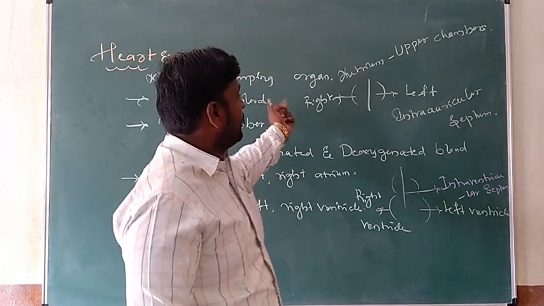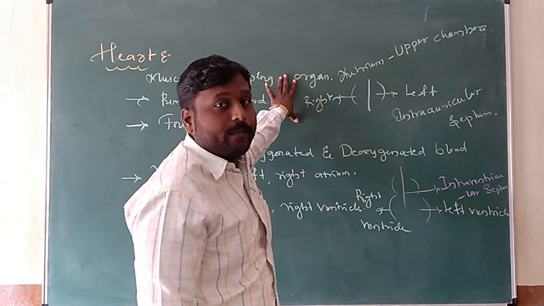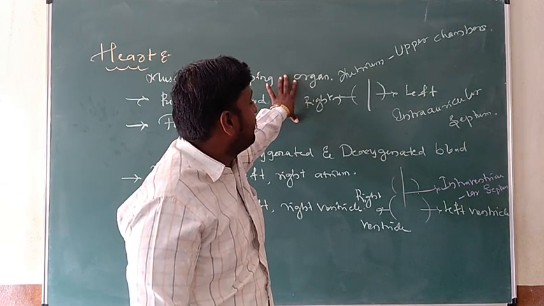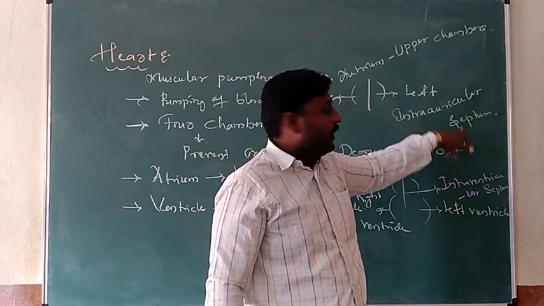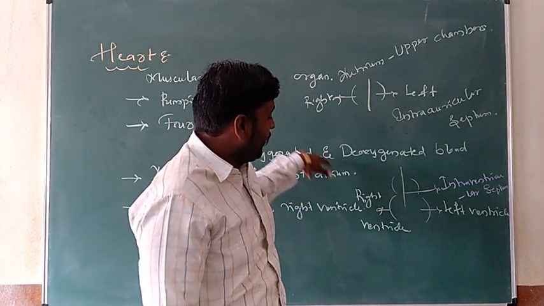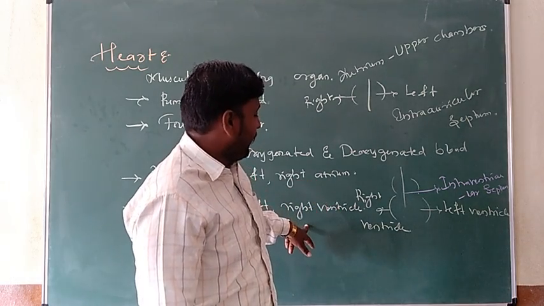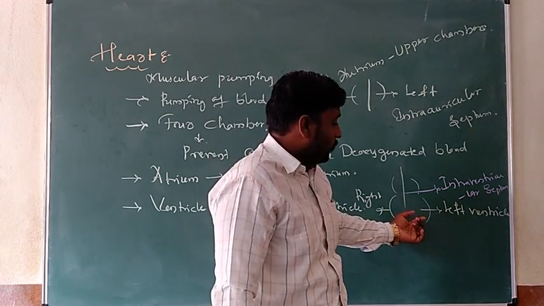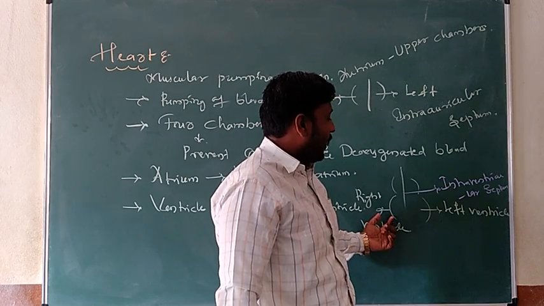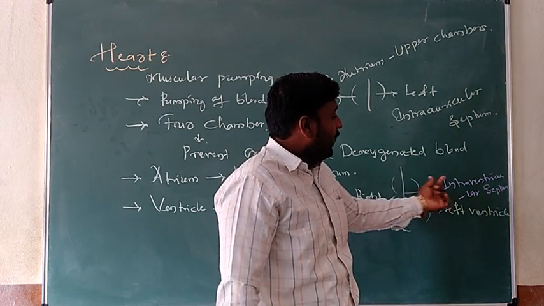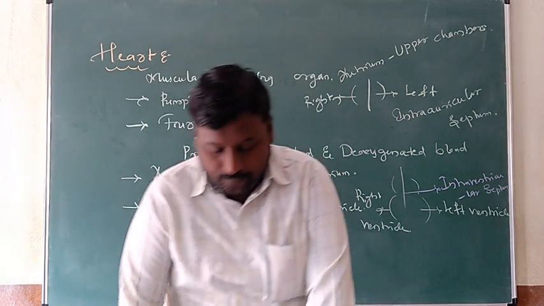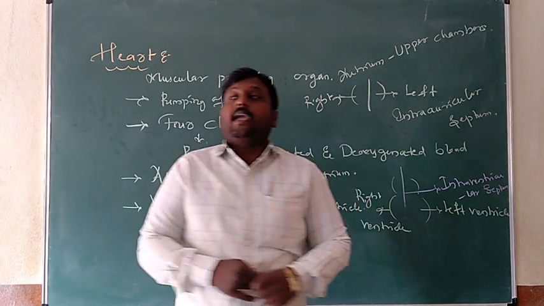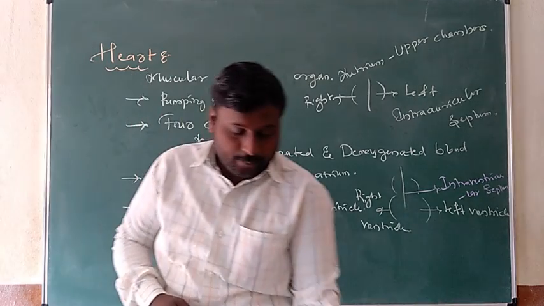And next one is what? Atrium. The atrium is termed as what? The upper chamber. They are also separated from what? The interatrial septum. Yes. Next one is the ventricle. The left as well as right ventricles are separated by an interventricular septum. Yes. Let us see the pumping action of the heart.